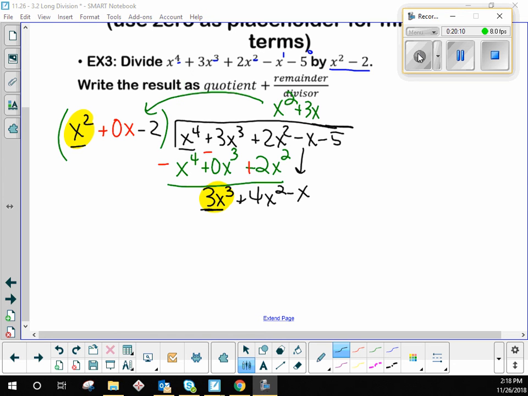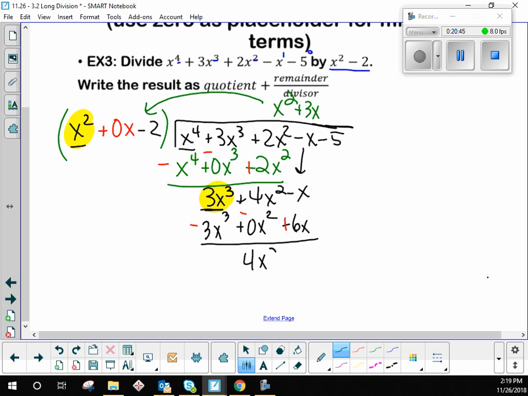In case you're not using the 0x as a placeholder, your next step would look like 3x times x squared, which is 3x cubed. And then you'd be doing 3x times negative 2, which is negative 6x. You'd have to skip some space and line that up right here. But I am using the placeholder, so 3x times that 0x is 0x squared, which would go here. Then you change the signs. Flip, flip, flip. That goes away. This leaves you 4x squared plus 5x. Bring down your last term.